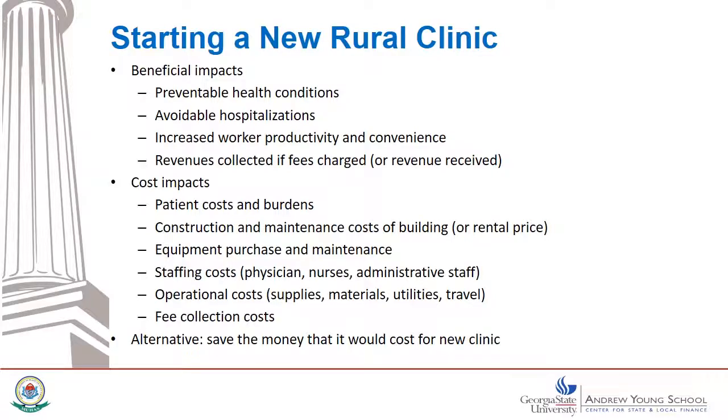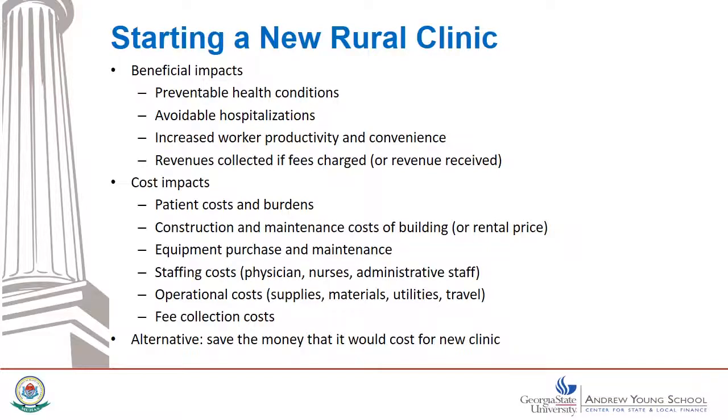Avoidable hospitalizations could be monetized as days of hospital savings at X price per hospital day saved over the patient's lifetime. A local clinic offers convenience and reduced travel time for clients served. Increased worker productivity is measured as time saved from being away from work, or in diminished work capacity based on hourly wages. Revenues collected refers to the fees that might be collected, or the revenue raised from government agencies or donors to cover the costs.